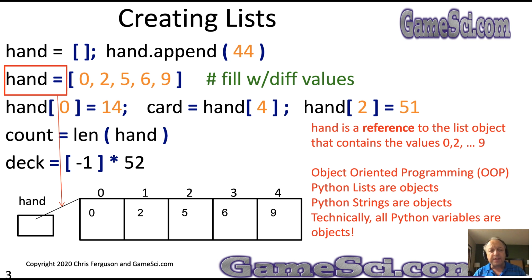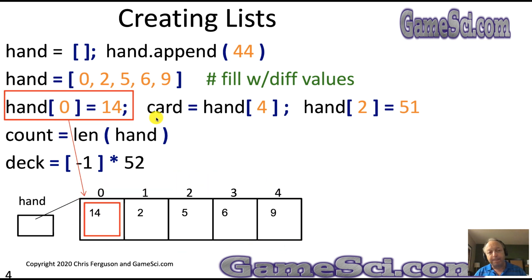The number one thing you have to understand about an object is the object variable, hand, is a reference. It does not contain the numbers of the list. It contains a reference to the object, and then the object contains the numbers in the list.